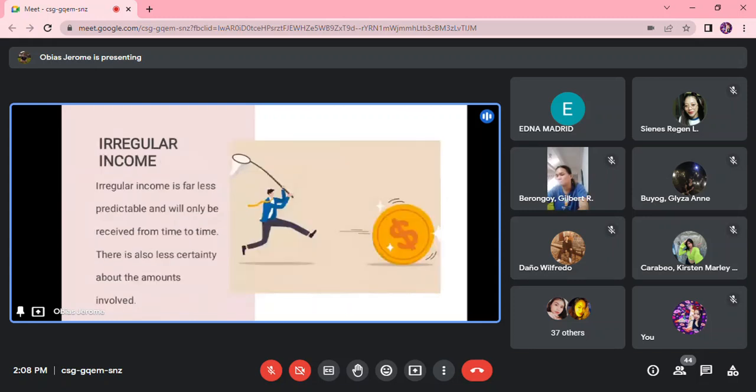Irregular income is not predictable and will only be received from time to time. There is also uncertainty about the amounts involved. So, dito naman parang minsan lang tayo makakakuha tulad ng mga bonus natin. Di ba parang minsan lang tayo nakaka-receive ng mga ganyan. Depende din sa kung gaano katagal sa trabaho mo, kung gaano katagal sa company na pinapasukan mo.